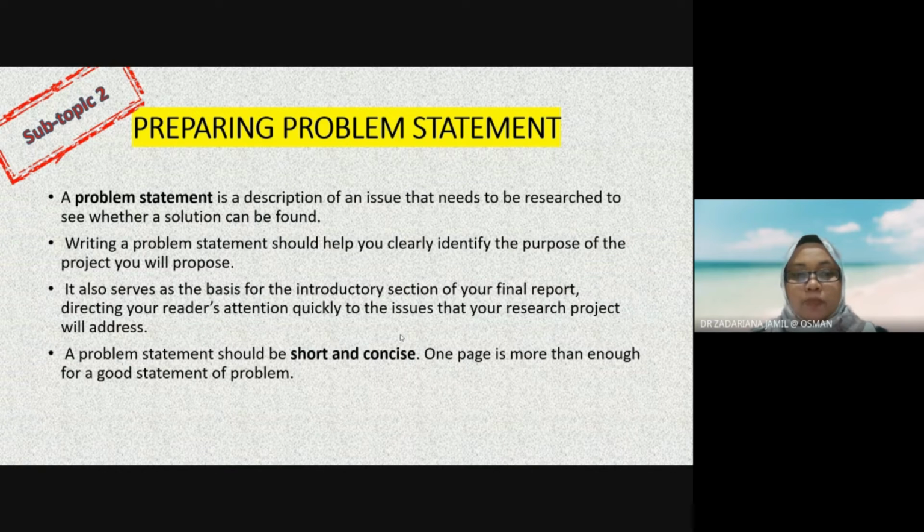A problem statement should be short and concise. One page is more than enough for a good problem statement.